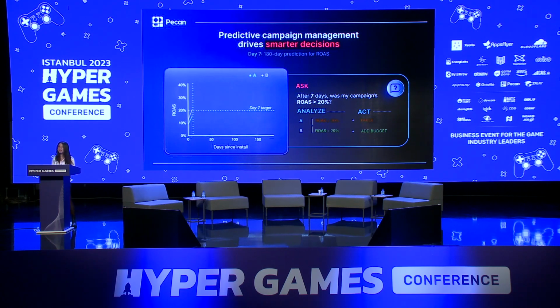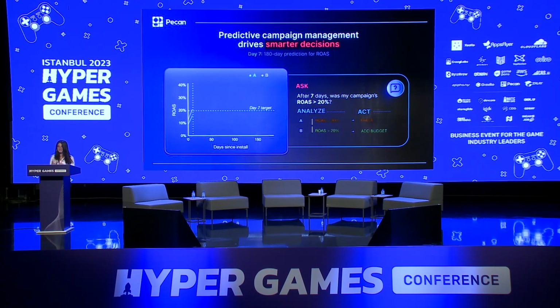And I would like to start with a real example of a typical app developer that happened to be our customer. And this app developer was running two campaigns simultaneously, campaign A and campaign B, in one of the top marketing channels. And the way this app developer measures its campaign performance is as probably you all do. And what he does is looking at the day 7 ROAS and comparing it to a day 7 target. And the assumption behind it is that day 7 ROAS is a good proxy for long-term performance.